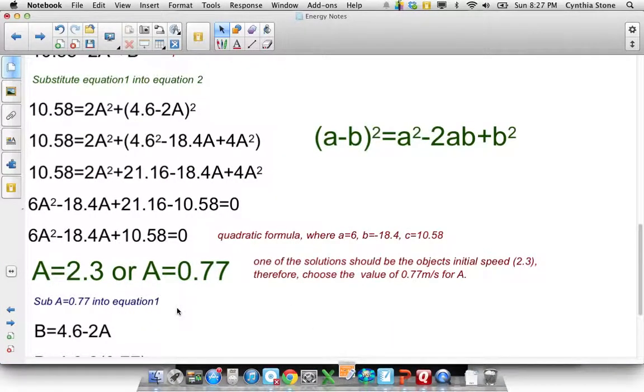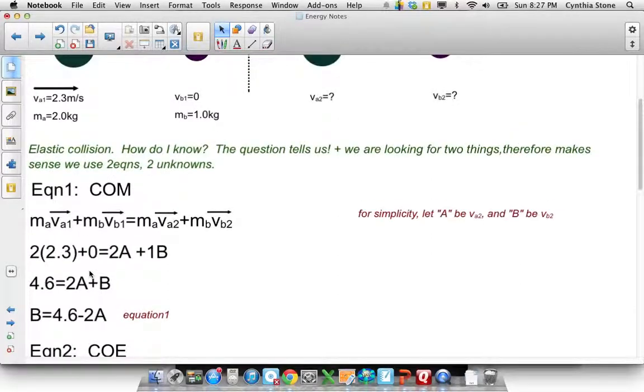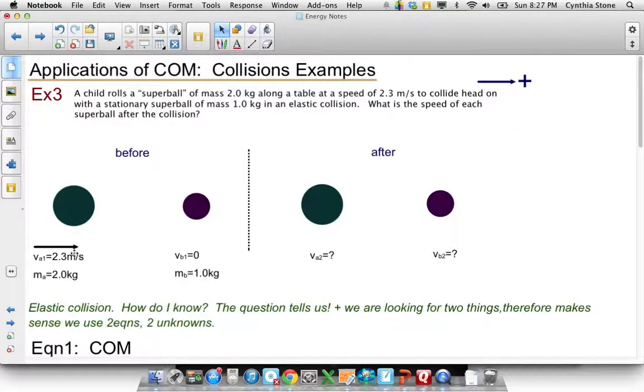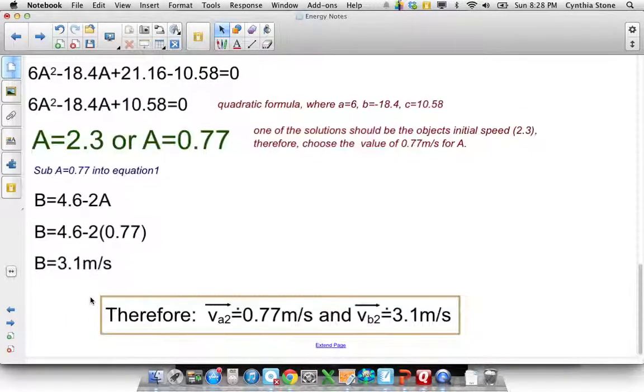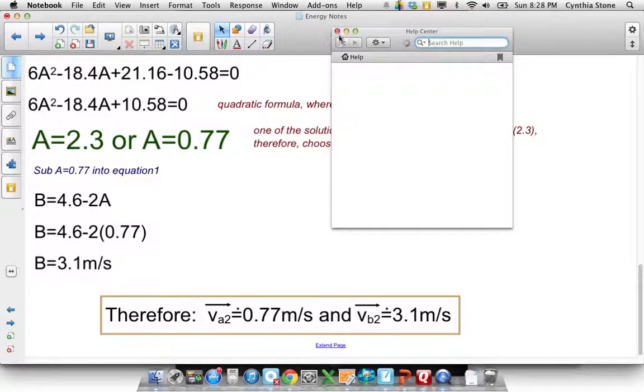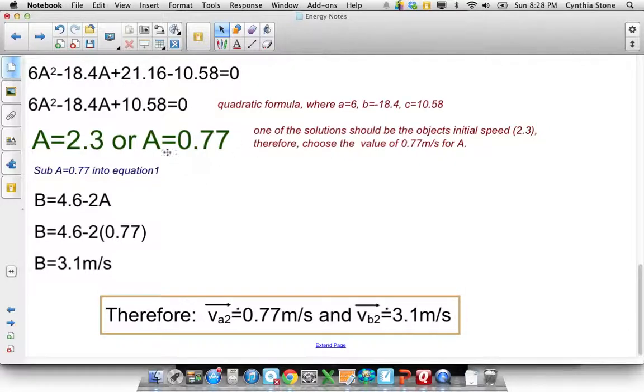So, you know you did it right up to this point if one of the answers you got was the initial speed. Okay, I'm solving for A. My initial speed of A is 2.3. At the end, after I use the quadratic solver, if I get 2.3, then I know I did it right. Okay? But the thing is that you don't choose that one. You choose the other. Okay? So 0.77 then is my answer.